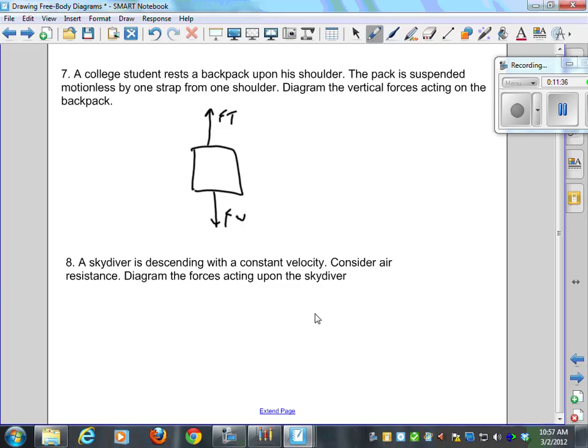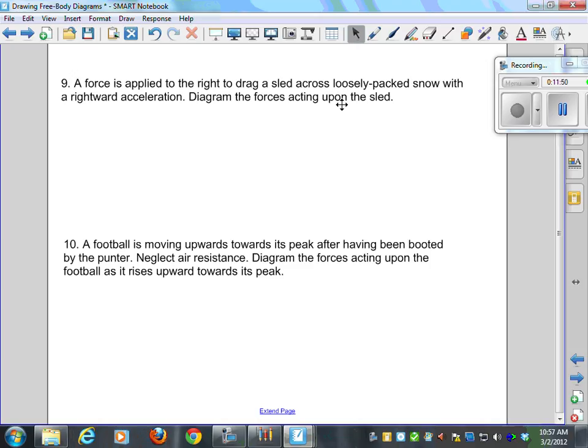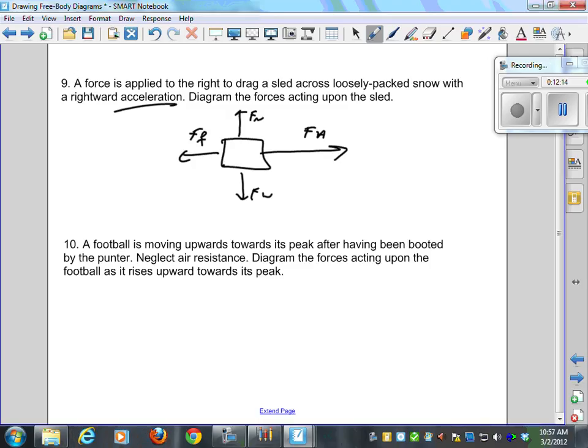A skydiver is descending with a constant velocity. Consider air resistance, gravity, weight force, and air resistance. Number 9, loosely packed snow. That's code for there is friction. Loosely packed snow, there is friction. It's applied to the right, with a rightward acceleration, so it's going to be like that one we had before. We've got our weight force. We've got our normal force. There's an applied force to the right, and there's a small amount of friction. But there's acceleration, so the applied force is bigger.